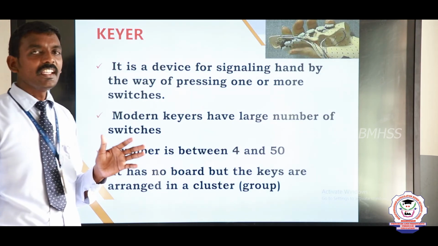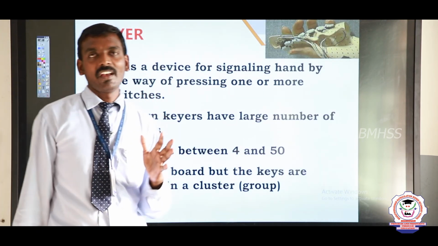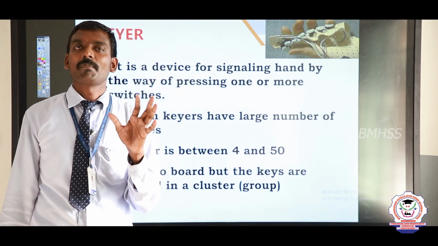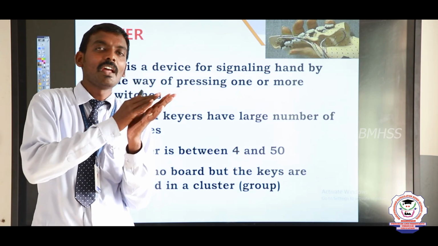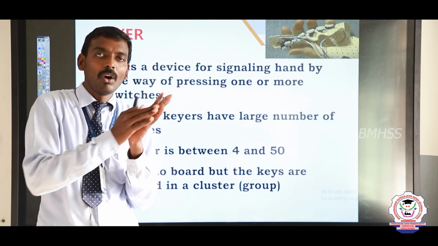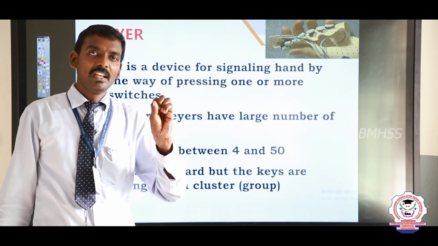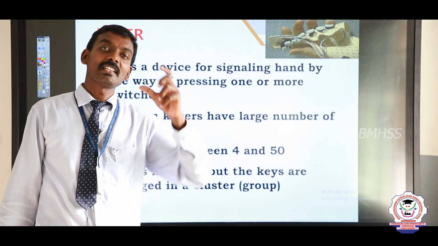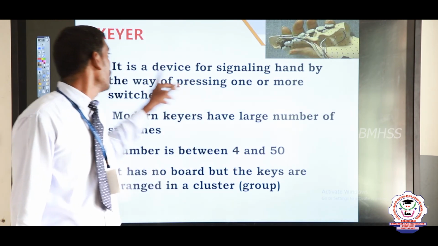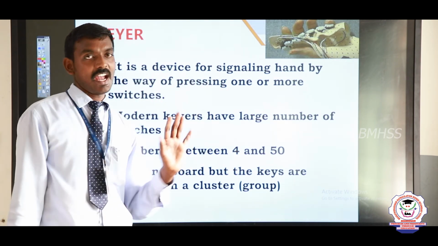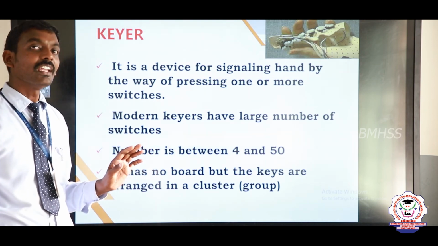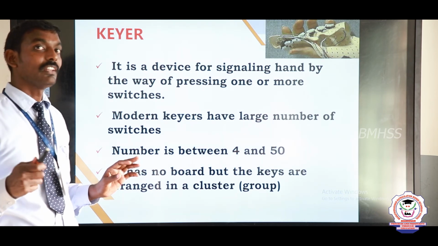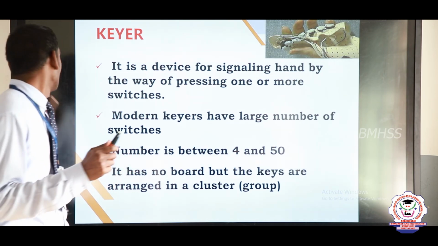And the keyer is for navigational purposes. Its main purpose is in our hand. The keyer is similar to a glove. When you move your hand, it will move. That means the screen movement, that is our cursor movement, will be maintained here. It's a device for signaling by hand, so it is called a keyer. We can give any input with the help of our hand, so it is called signaling by hand.